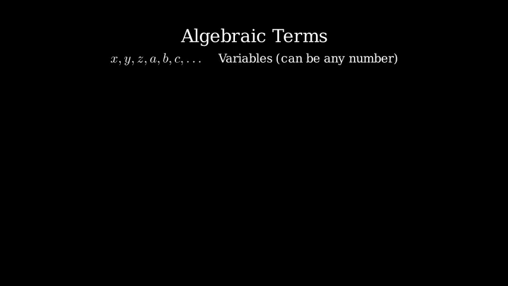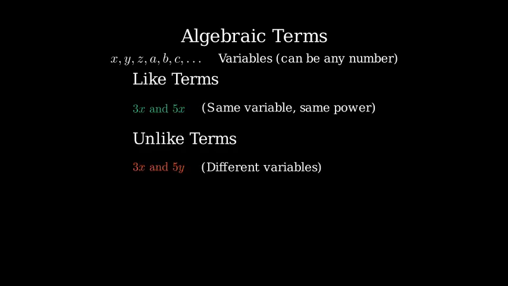Let's start with some basic terminology. In algebra, we use letters like x and y as variables that can represent any number. When we add or subtract in algebra, we can only combine like terms that have the same variables raised to the same powers. For example, 3x and 5x are like terms because they both have the same variable x with the same power. But 3x and 5y are unlike terms because they have different variables.